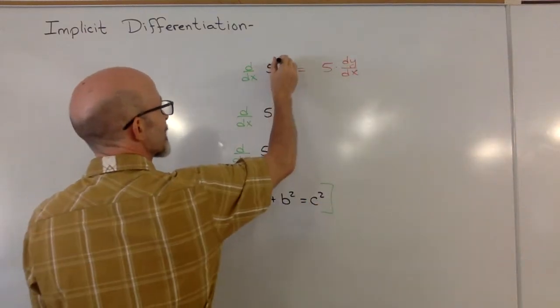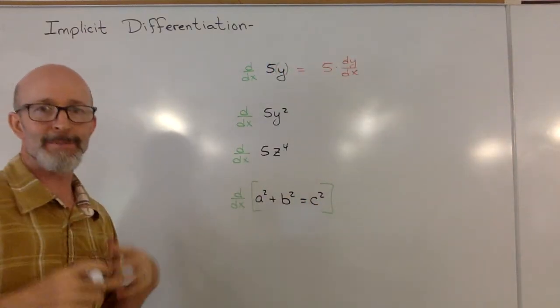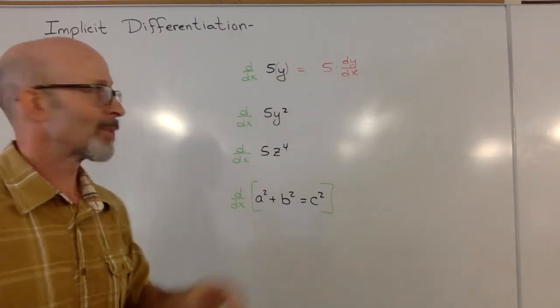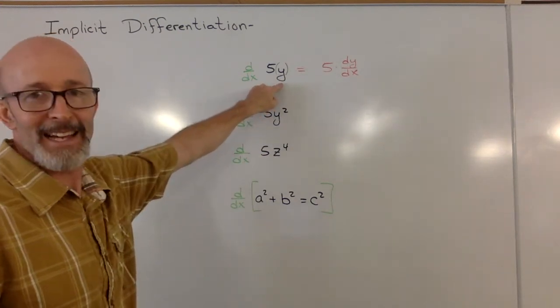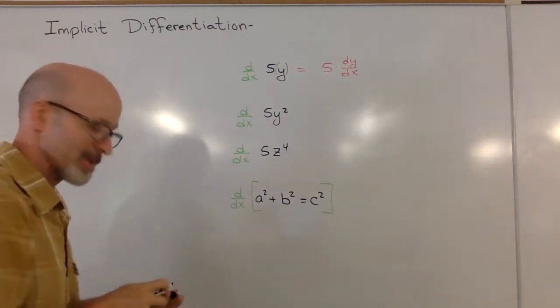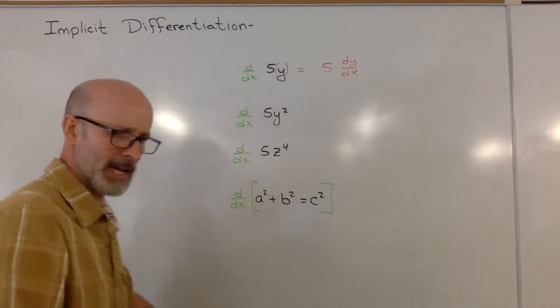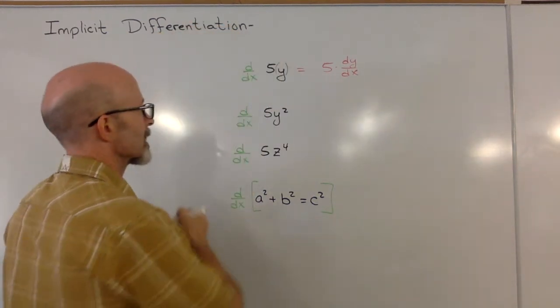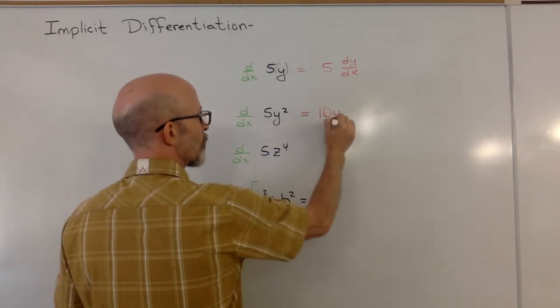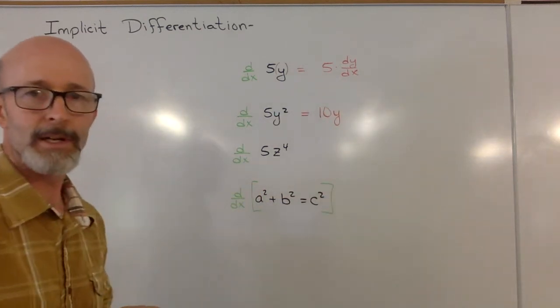I'm taking the derivative of 5 times something, and it's just 5. But what's the derivative of that inside function? What's the derivative of just y? dy dx, that's what I tell you it is. So when I take the derivative of this, sure, it's going to be 10y to the first.